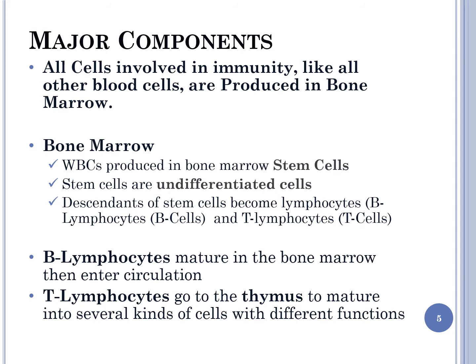Initially, when we talked about the bone marrow, we talked about the fact that you have stem cells, and later on from the stem cells, you can have your B lymphocytes or even your T lymphocytes. So that's the capacity of what stem cells can do. Some of them become B lymphocytes, some become T lymphocytes, but there's a whole bunch of other things that they can also become as well. All right. Your B lymphocytes mature in the bone marrow, and then they enter circulation. Your T lymphocytes go to the thymus to mature into several kinds of cells with different functions.